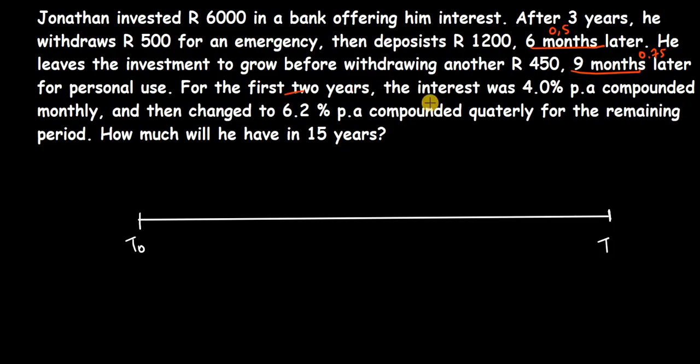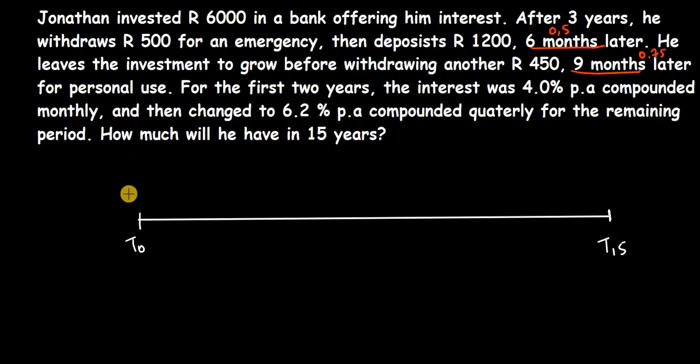And then 2 years, there's 2 years. Yeah, it's fine. Then you have years. So that means now you can strictly work in years, T0 to T15. Now let's start.